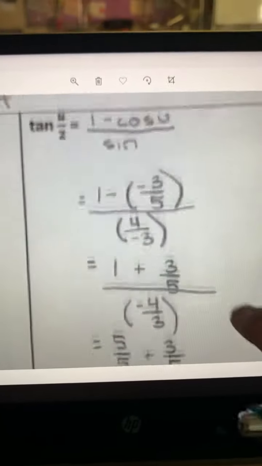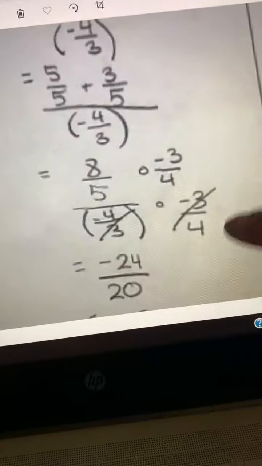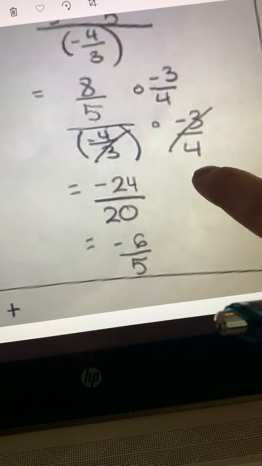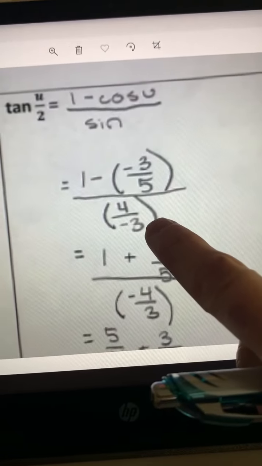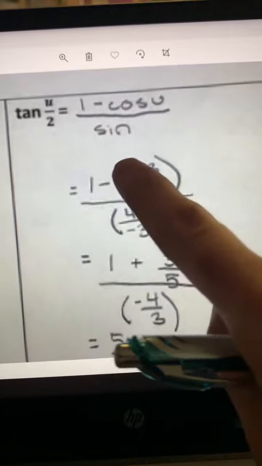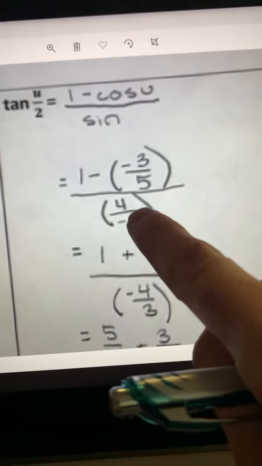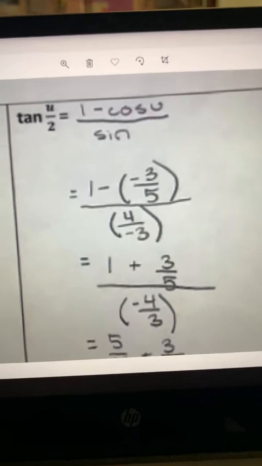Now for tangent, the answer has to be positive based on the discussion we had. But these numbers are a little off, because if you look at sine here, that should be something a little different. So look for tangent. I like the top, but the bottom, look it over, because sine should be something a little different.